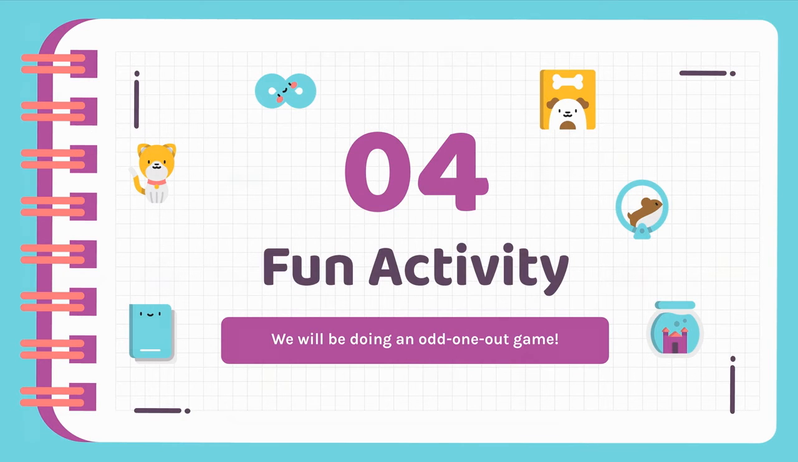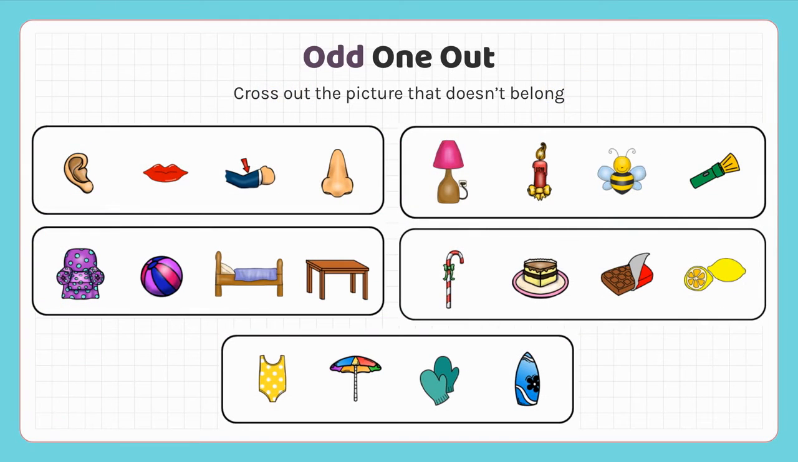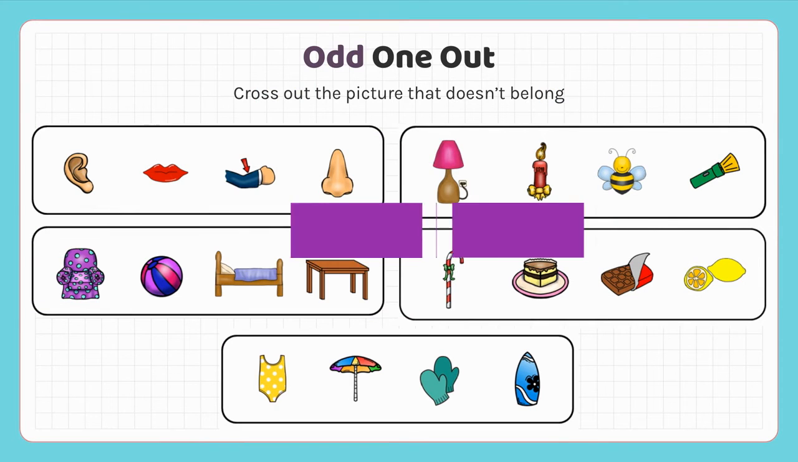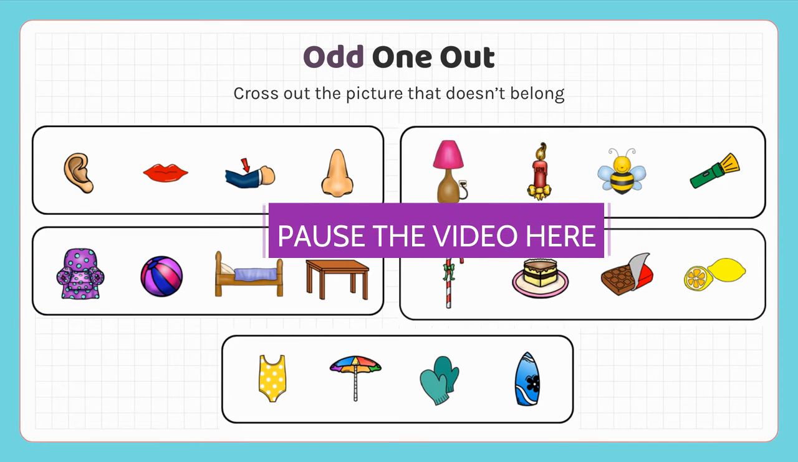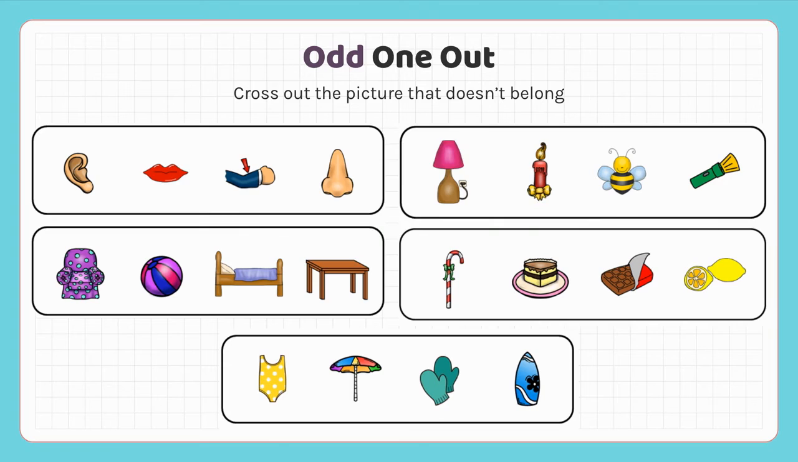4. Fun Activity. Odd one out. Cross out the picture that doesn't belong. Pause the video here and see if you can figure it out. We're back and we'll be going over the answers now.